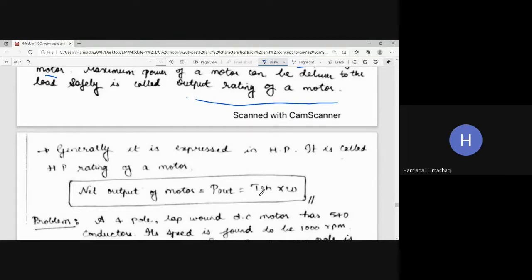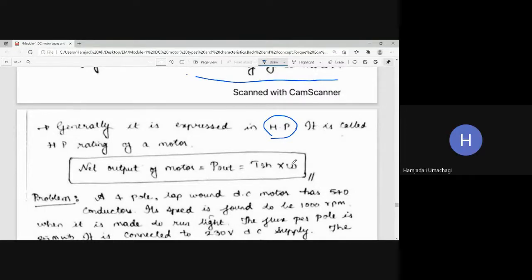If it is for household application, lower HP motor. If it is for higher HP application, and we need higher power, then we go for higher HP. But the motors you are using in the home are not DC motors. They are induction motors, single phase or three phase. I have just taken the example here to tell where about the HP ratings of the motor. Is it clear, all of you?